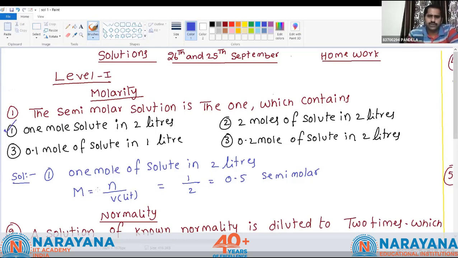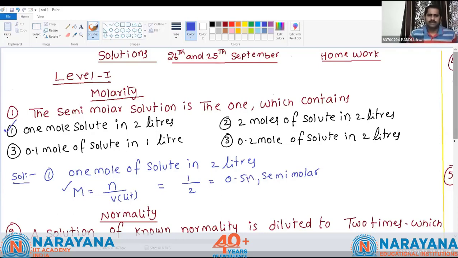1 mole solute in 2 liters. Molarity is equal to number of moles by volume in liters. That is the formula: molarity is equal to n by V liters. So number of moles is 1 mole, volume given is 2 liters. That's 1/2, which is equal to 0.5 molar. So it is called a semi-molar solution. Students, we will go for the next one.